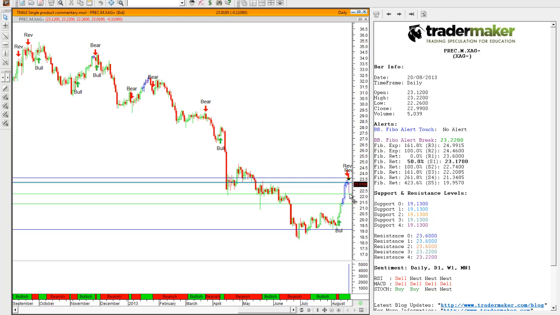Okay, so if the market does break through, the next logical point will be overall support. Unlikely it's going to get that far in a day, or the overextension of 261.8, which is indicated by the green line here. Okay, so you're getting all this great information just off the daily chart.